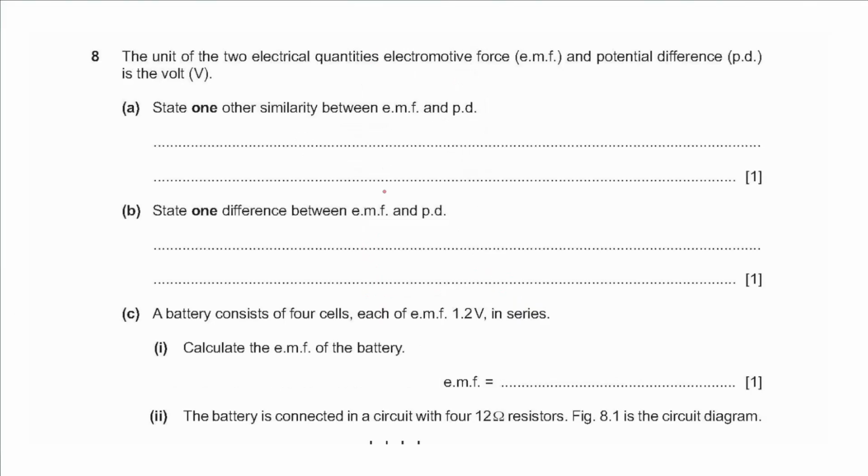Question 8 says the unit of the two electrical quantities, electromotive force and potential difference, is the volt. State one other similarity between EMF and potential difference. We can say the definition that both are energy needed to move a unit charge or 1 coulomb of charge.